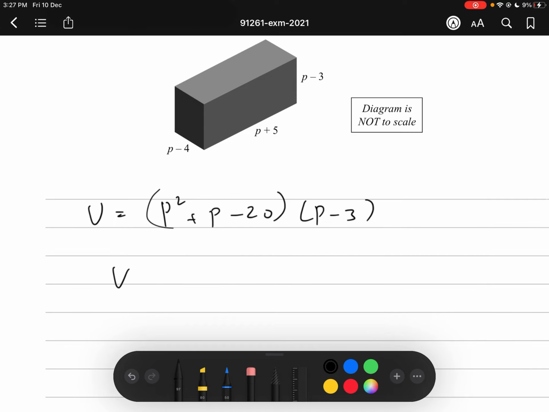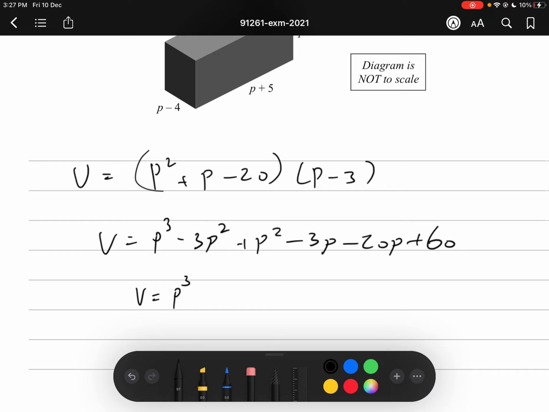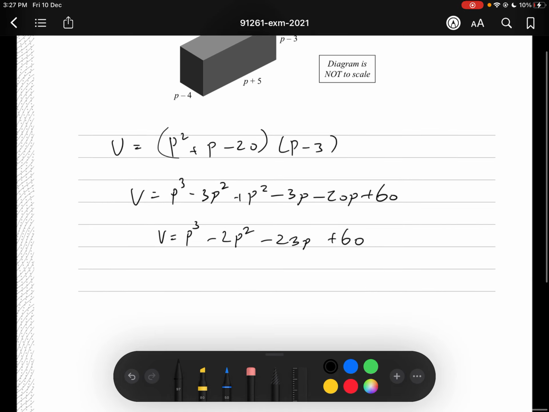And then we'll see that volume equals p to the power 3 minus 3p squared plus p squared minus 3p minus 20p plus 60. So volume equals p to the power 3. We have negative 3p squared plus p squared is negative 2p squared. And negative 3p minus 20p is negative 23p plus 60. So that's our final answer for this question.